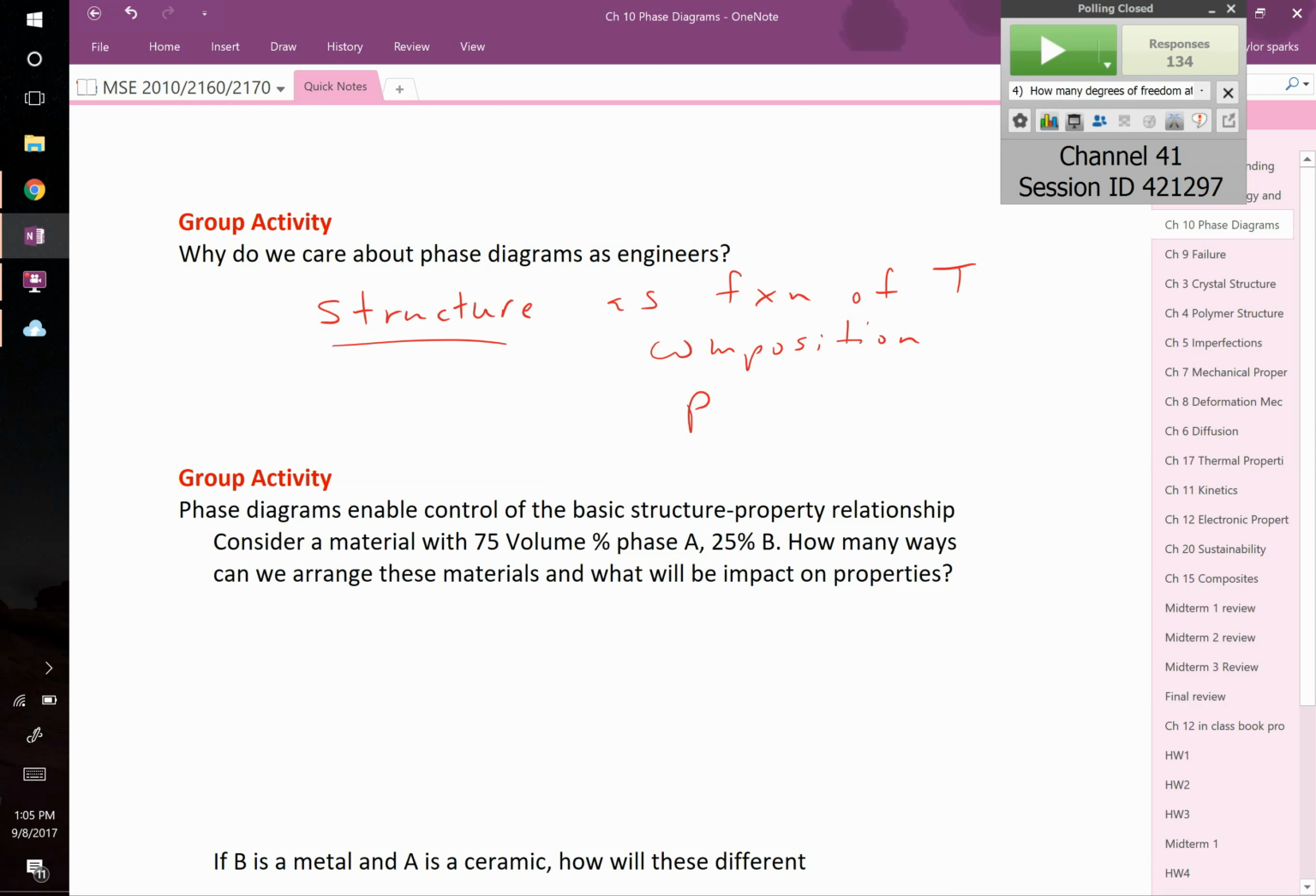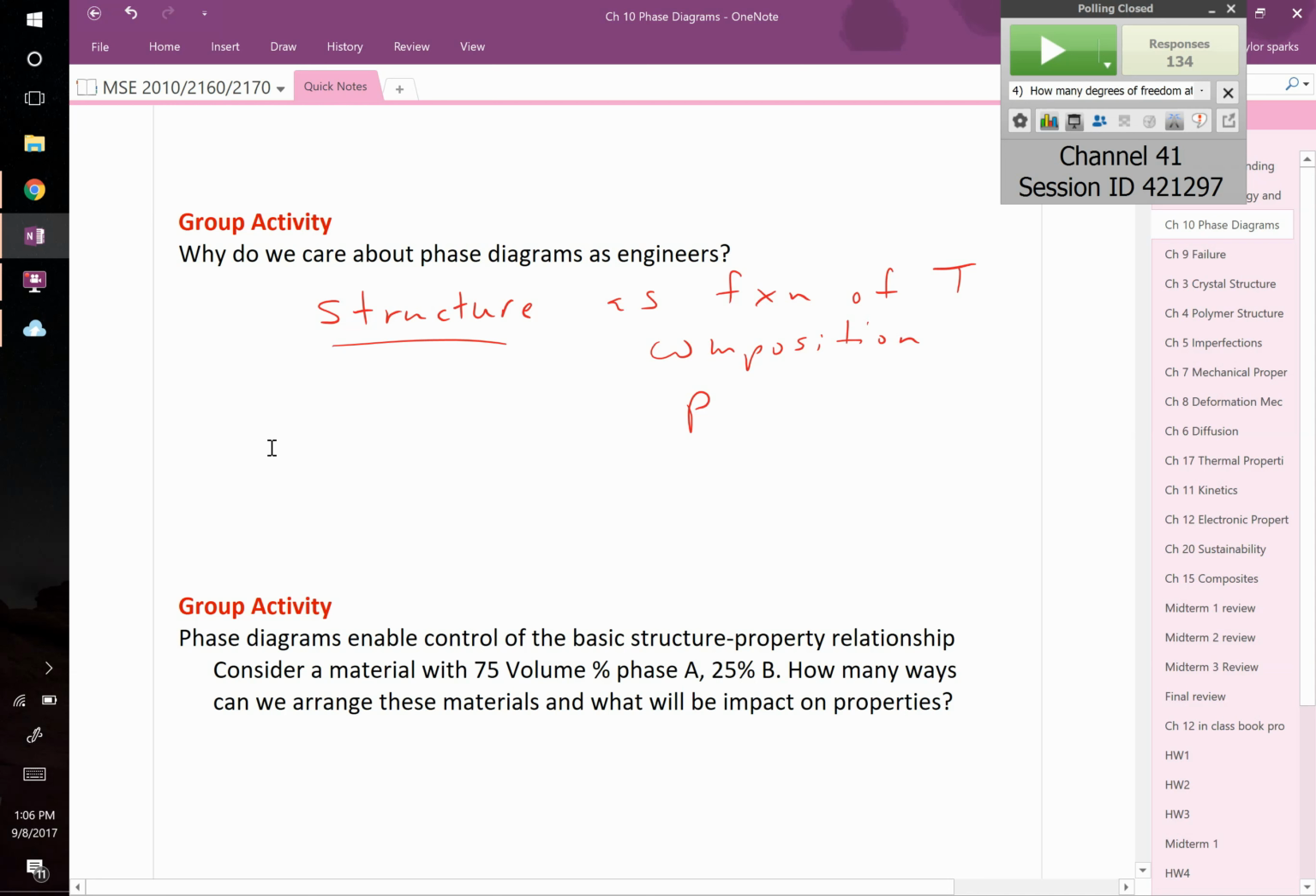Remember, your materials will have different properties depending on what phase they're in. Absolutely. In fact, there's something critical in material science. We call it the tetrahedra of material science. That's the nerdiest thing you'll hear all day. Right? You ready for this? The tetrahedra of material science.